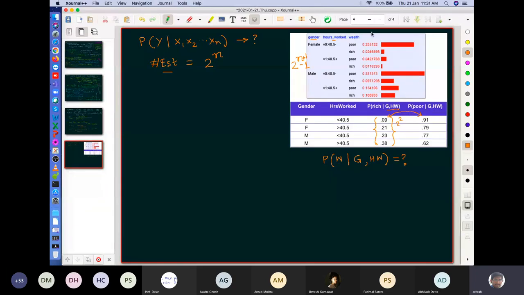If the joint distribution table is given, you do not have to do any estimates. But still, the number of probabilities that you need to know is 2 to the power n plus 1 minus 1, if there are n attributes. In this case, the attributes are hours worked and gender, 2 each. So 2 to the power 3 minus 1, 7 you need to know. The last one is 1 minus the sum of the others. That's why I said 2 to the power n plus 1 minus 1.